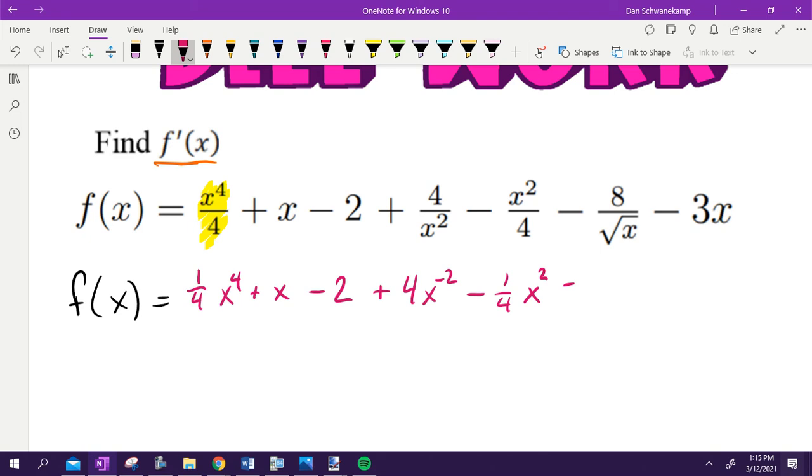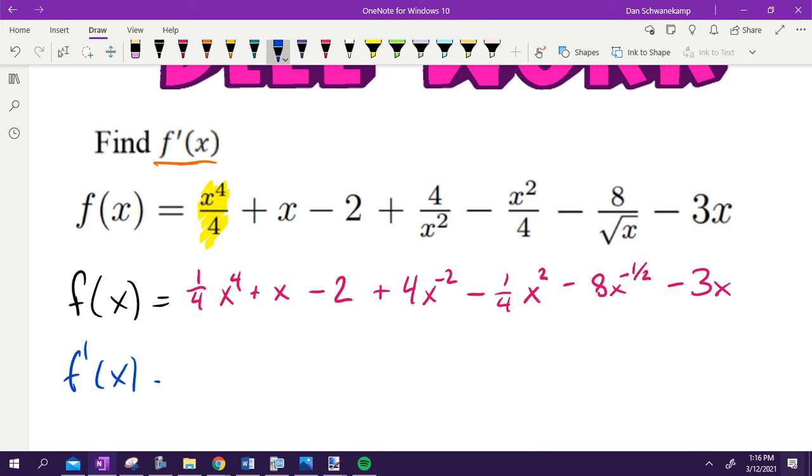Minus, I don't like 8 over square root of x. Adam, how could I rewrite that? 8x to the negative 1/2. It's square rooted, so it's 1/2, and then it was on the bottom, so it was negative. We could do that, and then it's minus 3x. Woo! That's really ugly. I made it extra long. They would never give you something this crazy. I'm just having you practice a whole bunch of derivatives in a single problem.